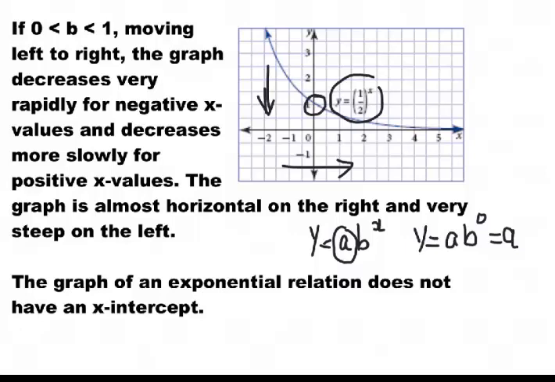And as you can also see, there is no x-intercept here, meaning for no x value can you have y equal to 0. So exponential relations of the form y is equal to a b exponent x do not have any x-intercept, and their y-intercept is always equal to a.